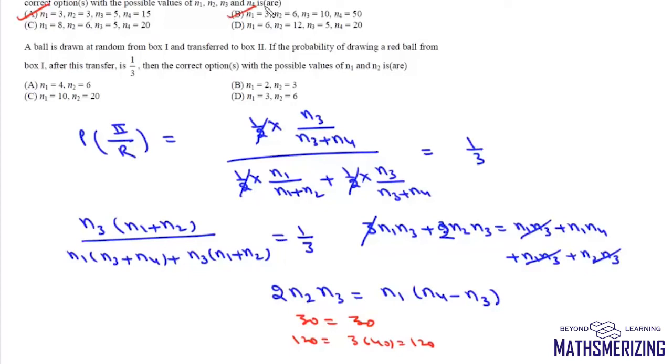Now this is 2 into 6 into 5, so it will be 60. And here it is 8 into 15. 15 into 8 is 120. So that means option C is incorrect. And here it is 12 into 5 into 2, 120. And it will be equal to N1, which is 6, into 15. 15 into 6 is 90. So this is also incorrect. So the only correct options are A and B.